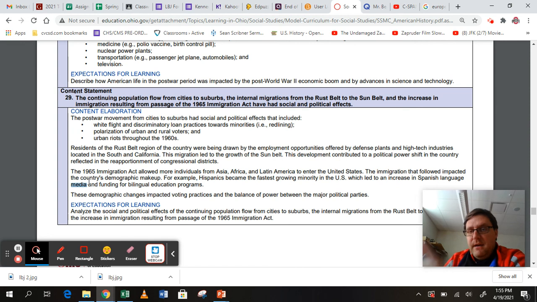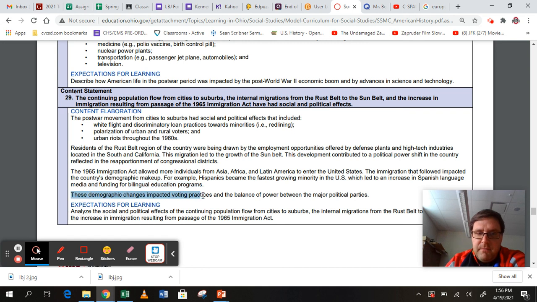El Palomar has a ton of different Spanish language television shows on, and I think the other two Mexican restaurants in town do too. And there's a lot more funding for bilingual education programs because of the rise of these different people groups coming to the United States. English as a second language programs.